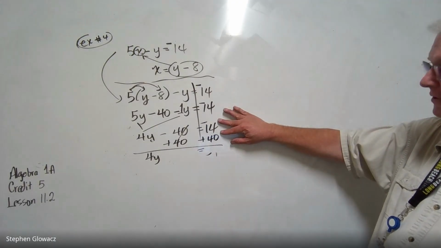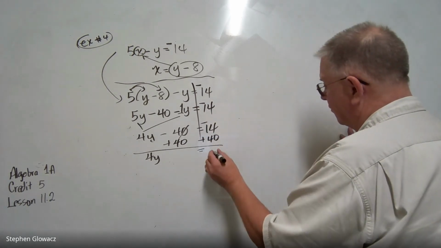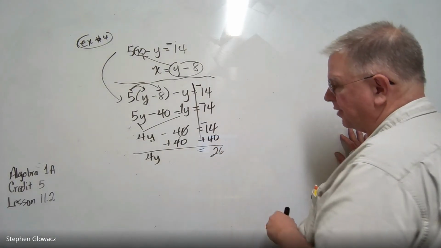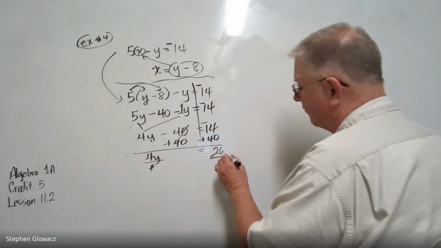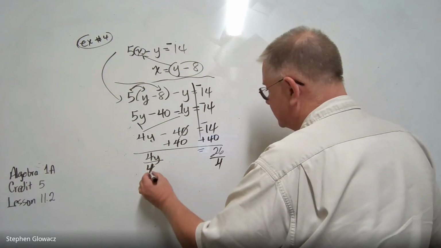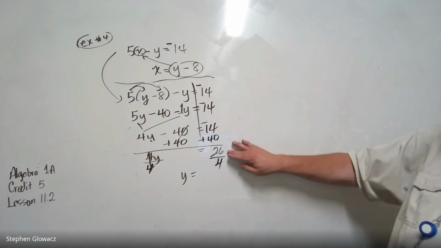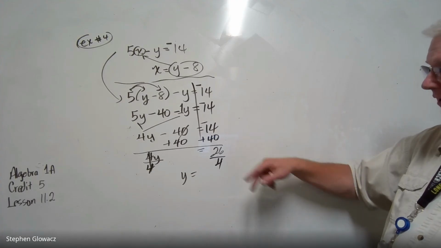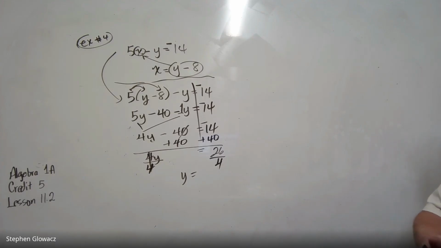Negative 14 plus 40, the signs are different, so we subtract. 40 minus 14 is 26. The larger number, the 40, is positive, so positive 26. Last step, y is being multiplied by 4, so we divide 4 to both sides. The 4's cancel. And now 26 over 4, you could simplify that to a fraction. You could divide by 2, you'd have 13 over 2. But this one, let's just do this as a decimal.